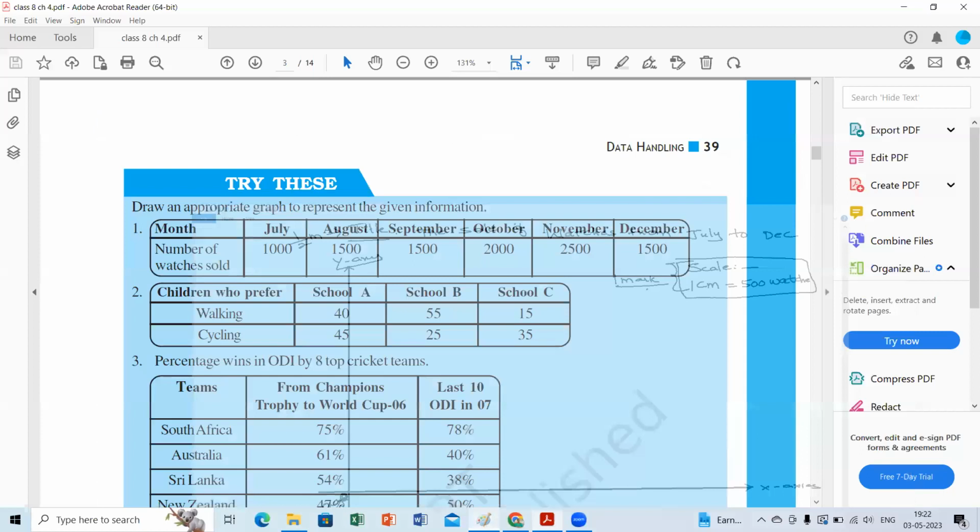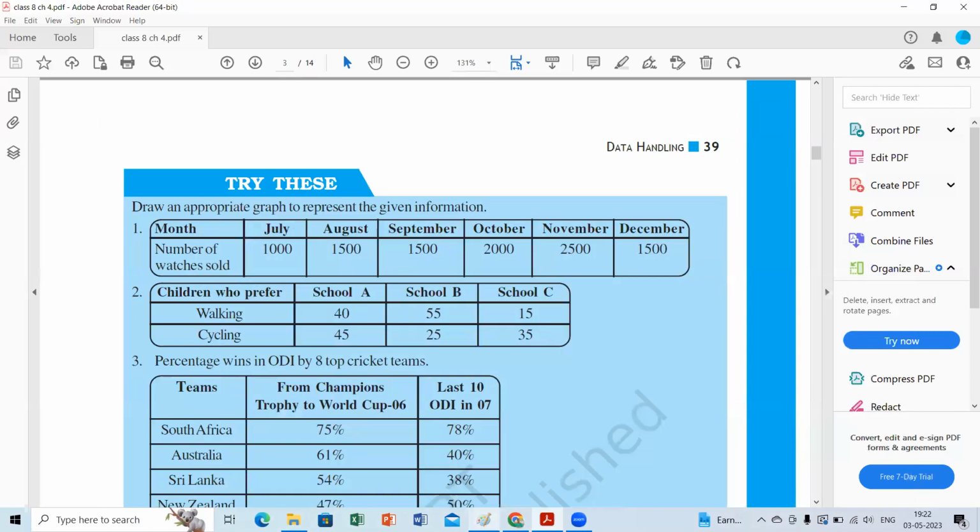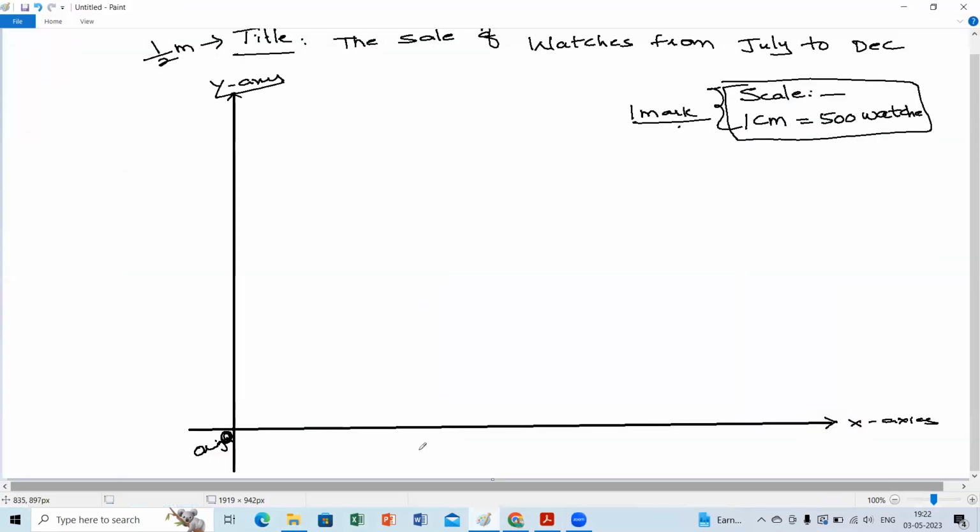Next, on the x-axis, what are we taking? We are taking months. And on the y-axis, we are taking watches sold. Watches sold in different months, or you can write June to something, whatever you want.